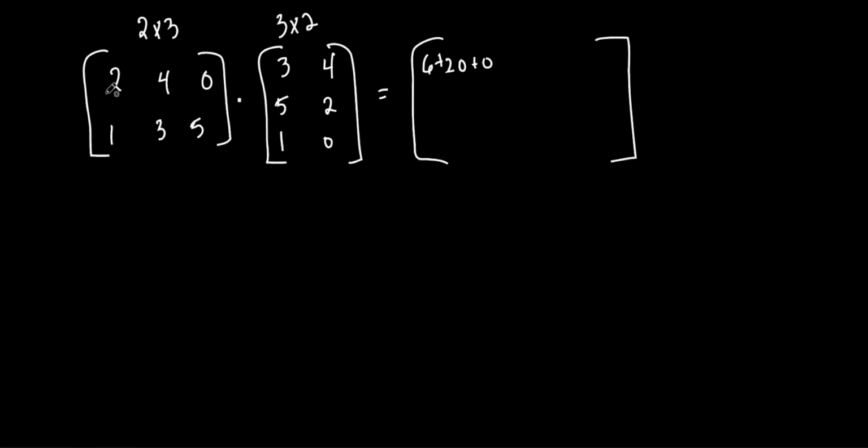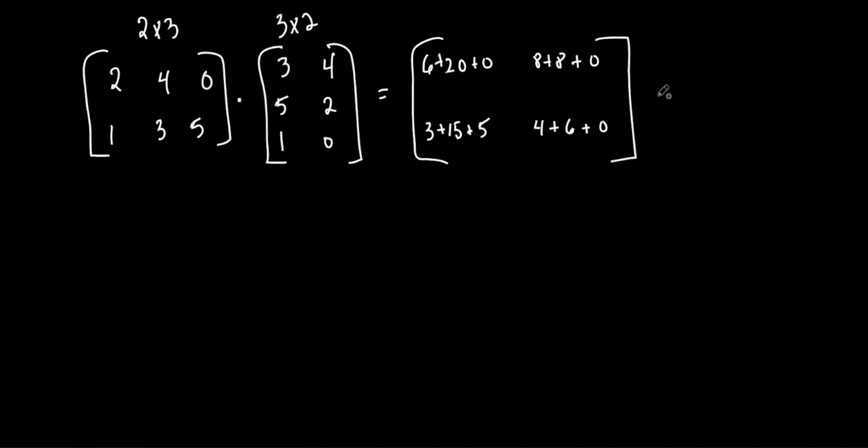Okay? So let's do the top right one. So we stay with the first row. Now we move over to the second column. So I go 2 times 4, which is 8. 4 times 2, it's another 8. And then 0 times 0, which is a 0. Now I drop down to the second row. Everybody see that? All right, so now we go to the second row, first column. So it's 1 times 3, and then it's 3 times 5, 15, and then it's 5 times 1. Okay, stay with the second row, move over to the second column now. 1 times 4, and then 3 times 2, and then 5 times 0.